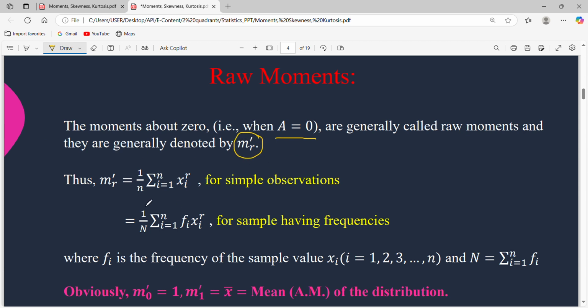So for simple observations, mr dash equal to 1 by n summation i equal to 1 to n xi to the power r. And for sample having frequency, 1 by capital N summation of i equal to 1 to n fi into xi to the power r, where fi denotes the frequency of the sample value xi and capital N equal to sum of frequency. And keep in mind m0 dash equal to 1 and m1 dash equal to x bar, which is mean of the distribution.